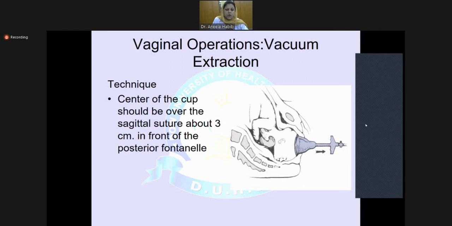This is the vacuum cup. You can see we are applying it here, and we are giving a gentle pressure, with no interposition of the lateral vaginal walls. This is a caput, which can just pull the baby's head down.